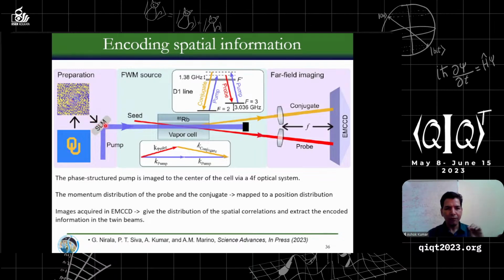And then we image this hologram. Basically, we image the pattern that is encoded onto the beam to the cell. And then finally we did the Fourier transform of this, or we looked at the far field. At the far field, we should get the information of this object. So the whole idea is we wanted to encrypt this information in the twin beams. Okay, that was the whole idea.